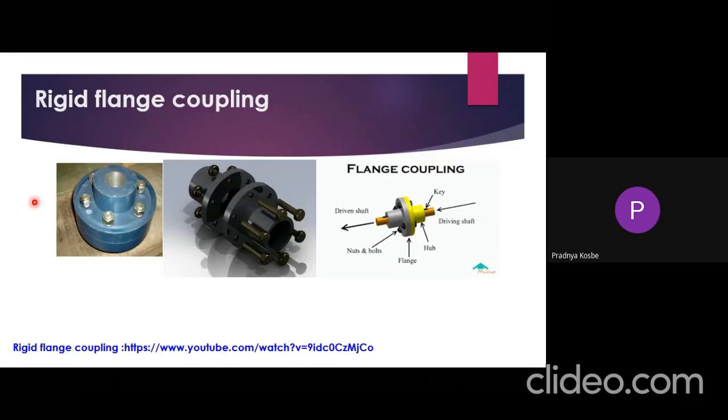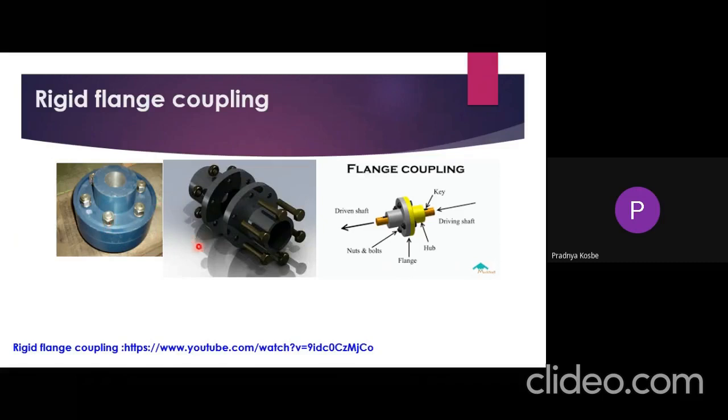There are various types of coupling like rigid flange coupling, flexible coupling, universal coupling. But in this we'll focus only on rigid flange coupling. Here you can see assembly of rigid flange coupling, and in this rigid flange coupling these are two halves which are connected with help of nut and bolt arrangement.